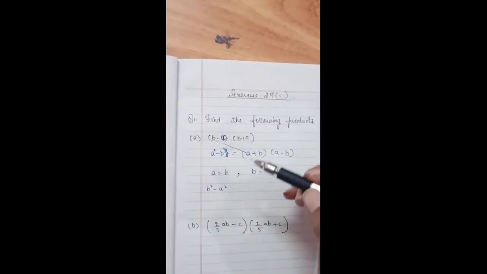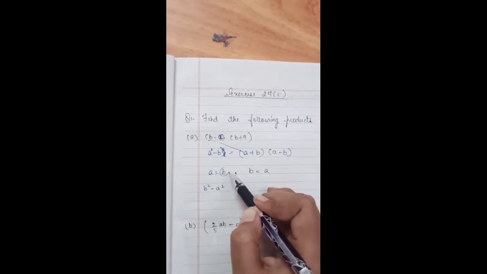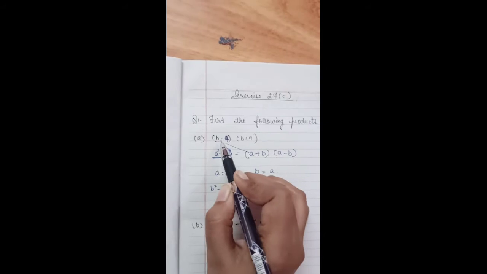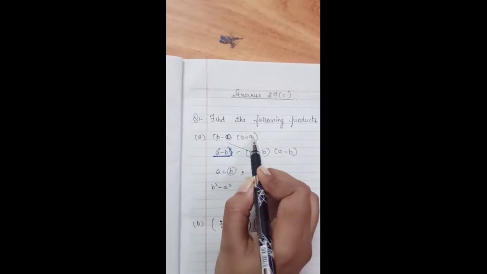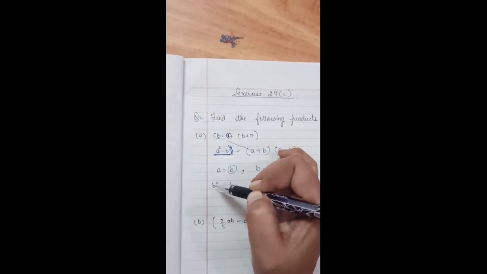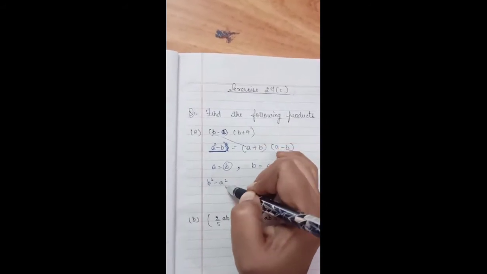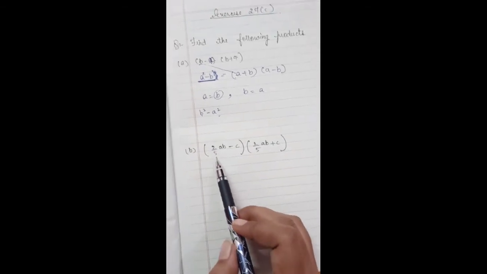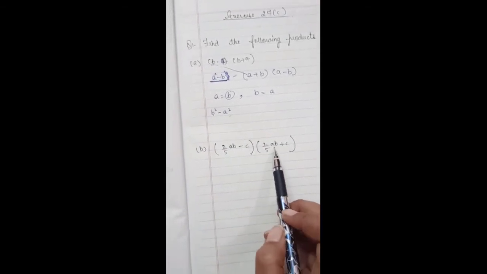See, the value of A is B, right? And A plus B, A minus B, we have A square minus B square. So here we have A minus B, A plus B. So here A is B, that means B square minus A square. See this one: 2 by 5 AB minus C, 2 by 5 AB plus C.